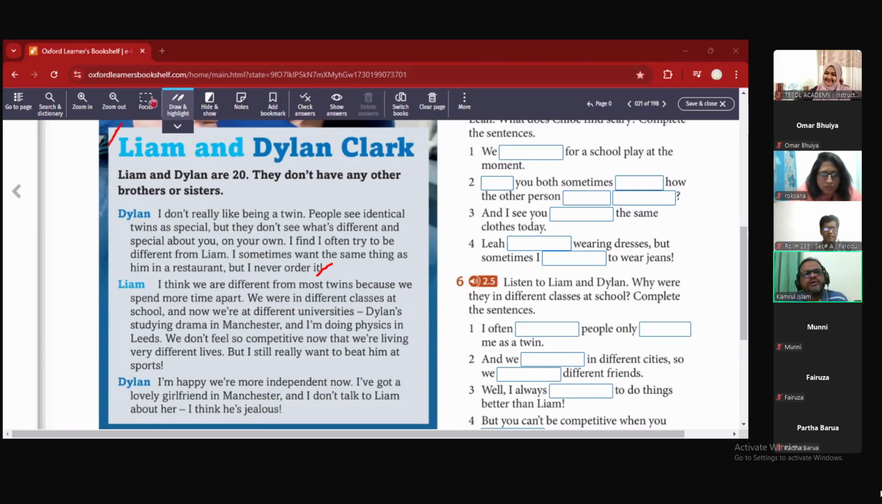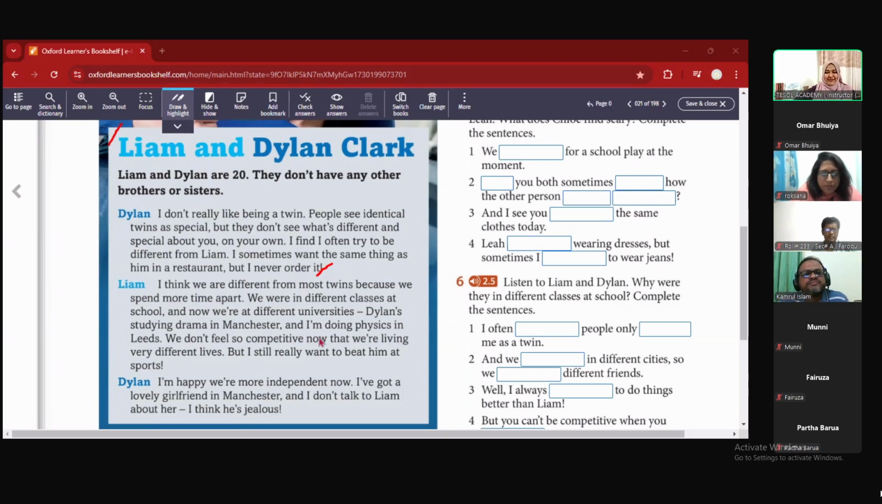Okay, ma'am. I think we are different from most twins because we spend more time apart. We were in different classes at school, and now we are at different universities. Dylan's studying drama in Manchester, and I'm doing physics in Leeds. We don't feel so competitive now, we are living very different lives. But I still really want to beat him at sports.